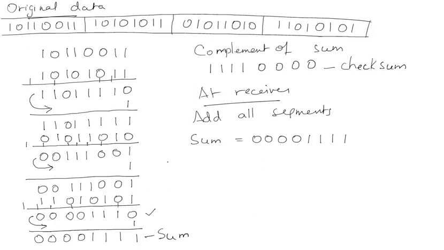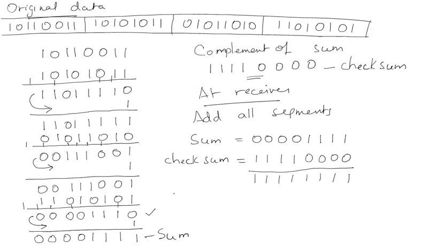In the next step, what does the receiver do? Along with this sum, the checksum is also added. This is the checksum which we have got, 1 1 1 1 0 0 0 0. Now when both of these two are added, we get 1 1 1 1 1 1 1 1.